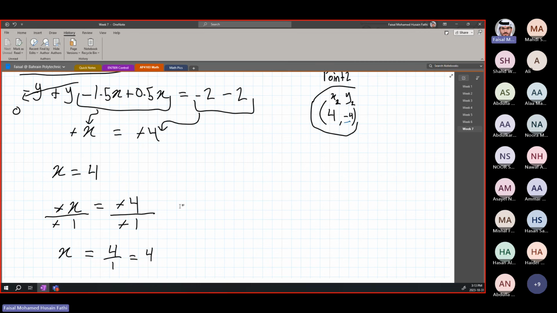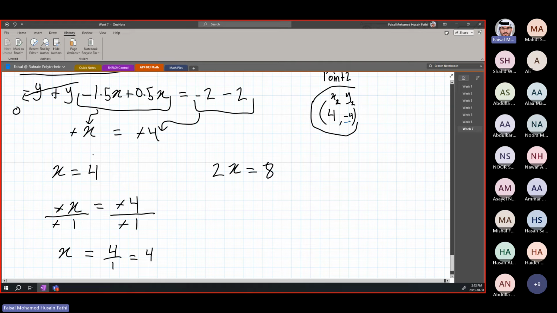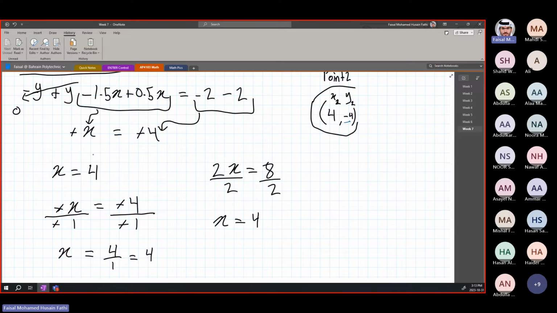You have to do this, because we're trying to find the value for x. We're not trying to find the value for minus x. We need the x to be by itself. Same idea, if you have 2x is equal to 8, for example, we cannot just keep this as the final solution. We have to divide by 2 so we find x by itself, which is equal to 4.